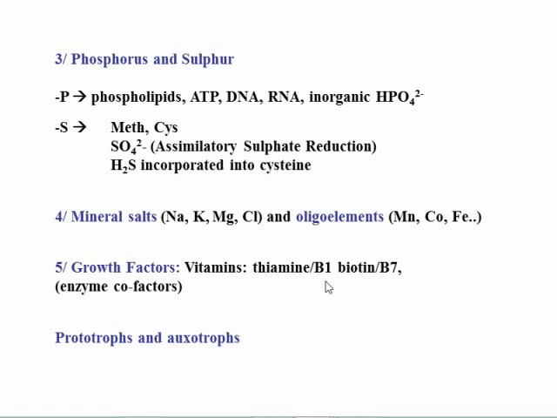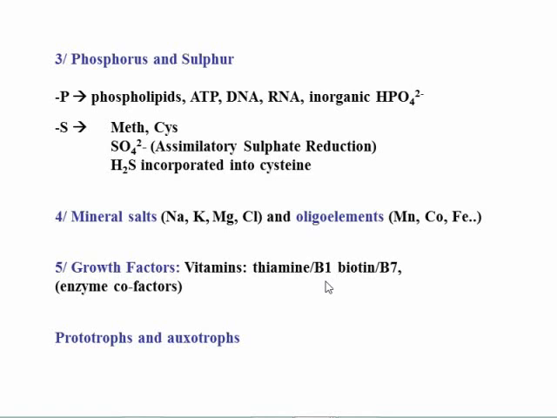Now, one thing that is related to this is the concept of prototrophs and auxotrophs. Now, a prototroph can produce whatever it needs, but this term is always associated with a particular type of growth requirement. So if we're just thinking about these vitamins, these growth factors.